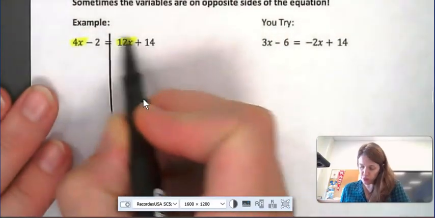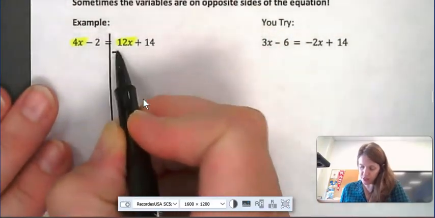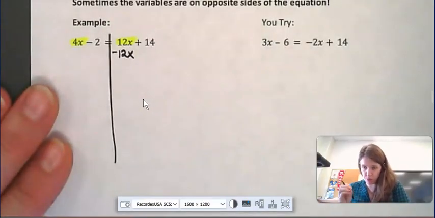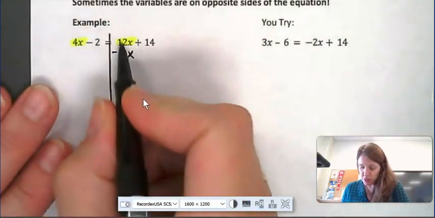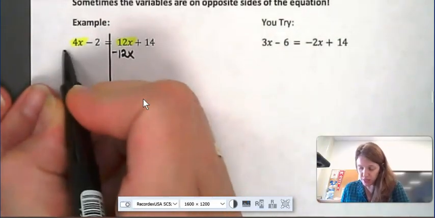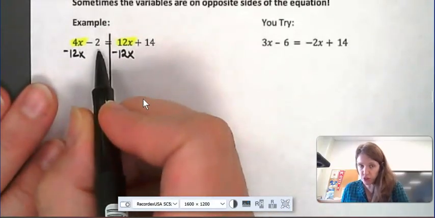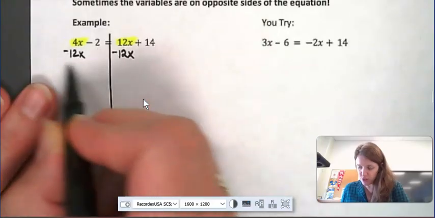So if you were choosing to move a 12x to the left side, you would have to use the opposite of 12x, which is a negative 12x. The whole term is moving, so I can't separate the 12 and the x. I want the x to move with it. So this is a positive 12x, so I'm going to use a negative 12x, and I'm going to put it right under my 4x. Don't put it under the 2, because if you put it there, you might get confused.